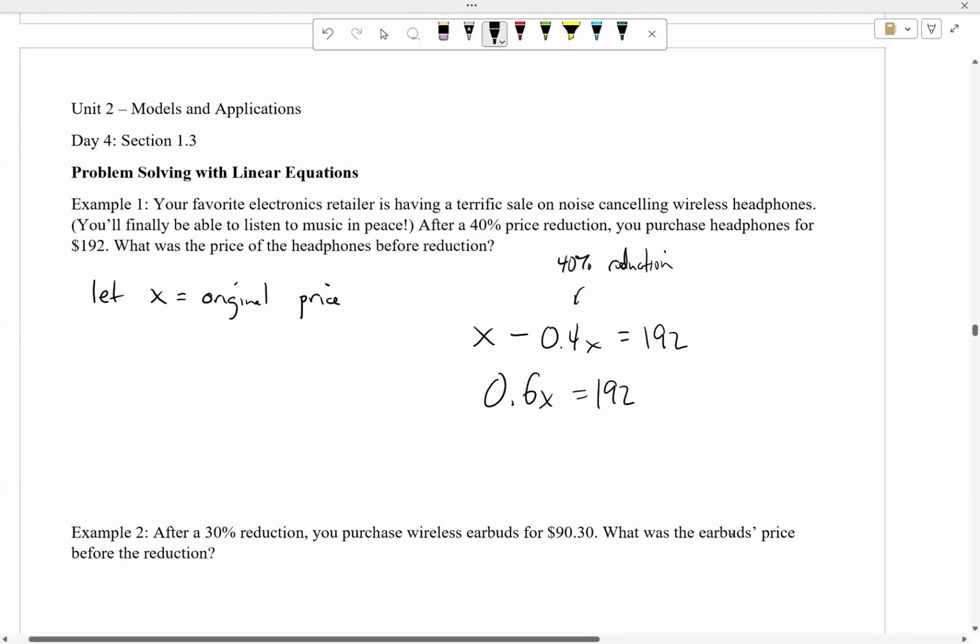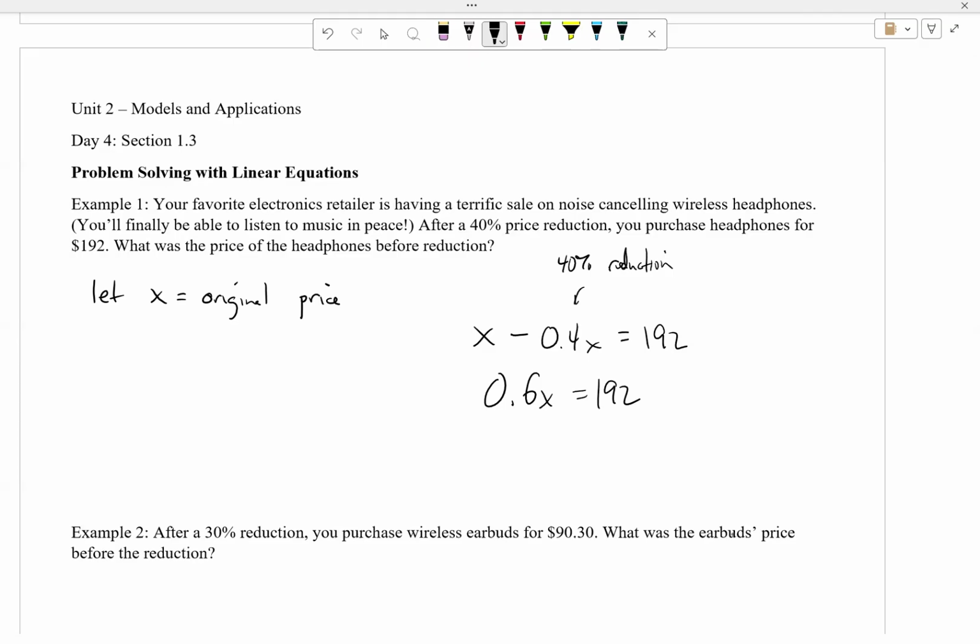0.6x equals 192. How many of you would have been inclined to just go directly to 0.6x? Would it be reasonable to go directly here? Yeah. When something's 40% off, that means you're paying 60% of the price. So either way, it's fine. You can jump in right there.